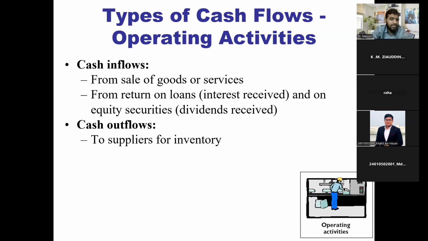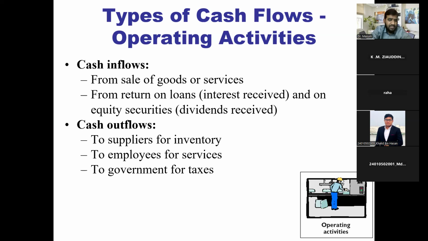And cash outflows include payments to suppliers for inventory and raw material purchases, to employees for services, and to government for taxes. That is also related to operating activities, because you are paying taxes on the income you generate from sales.